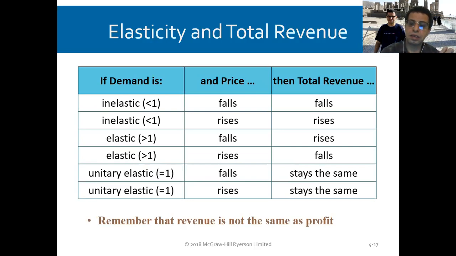Now, elasticities, when you compare them to the total revenue. Basically, if the demand is less than one, it's inelastic, the price falls, and the total revenue falls. And we said if it's inelastic and the price rises, the total revenue rises. And so on. So remember that the revenue is not the same as profit.